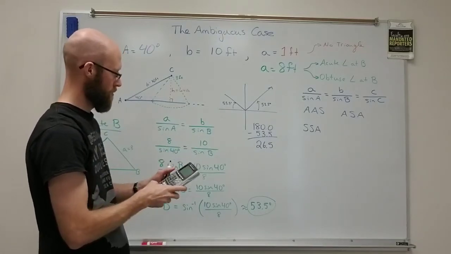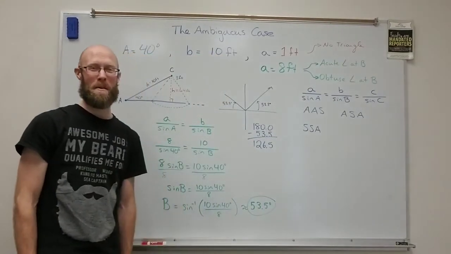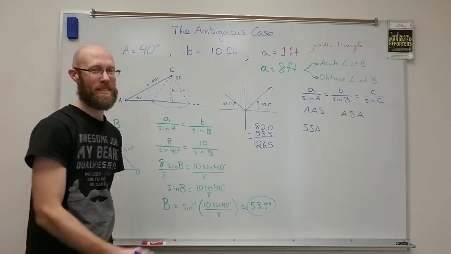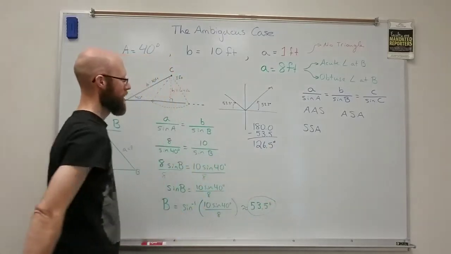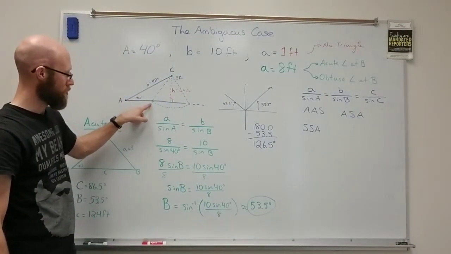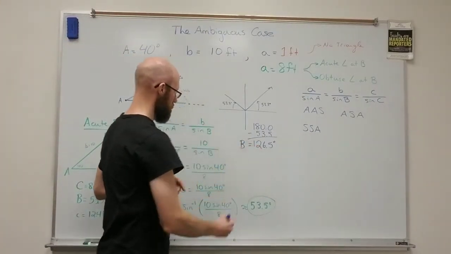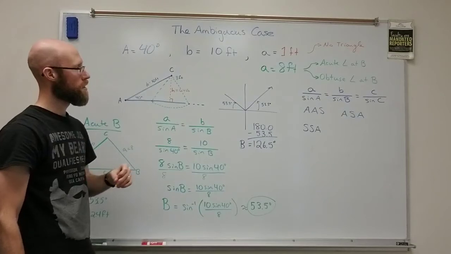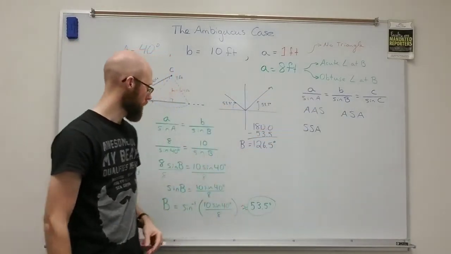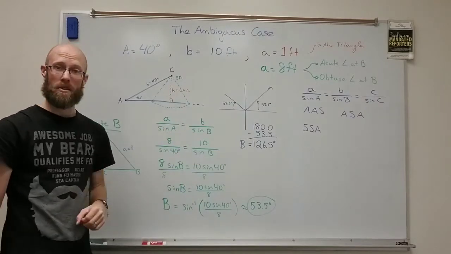Did I forget my 1? I did. It's 126.5, my bad. 126.5 degree angle. That's obviously obtuse, right? A 26 degree angle is not obtuse. So yes, I have an obtuse angle now at B. So this would be the new B value for the obtuse angle. Then I can use that to find angle C.